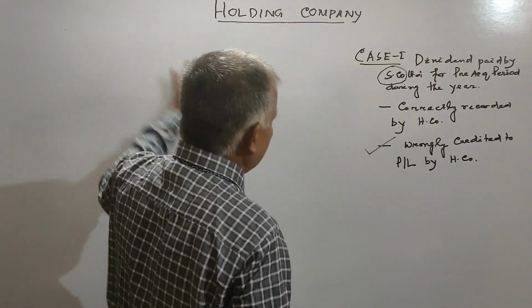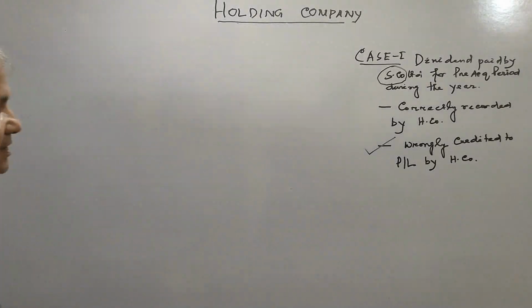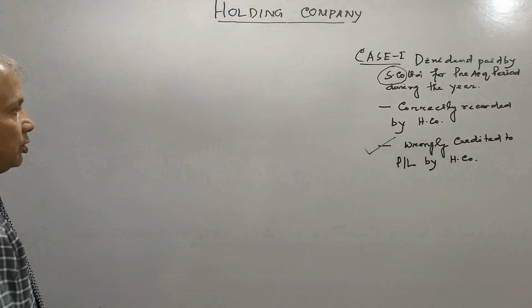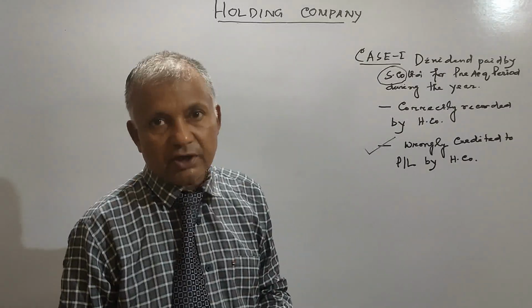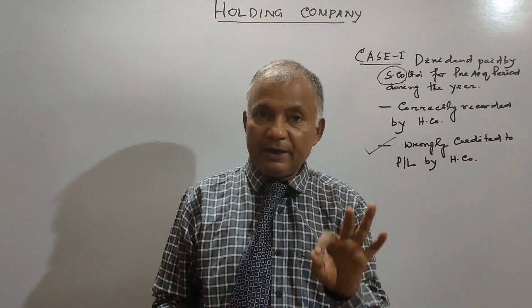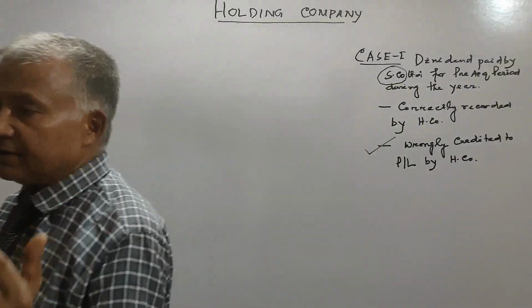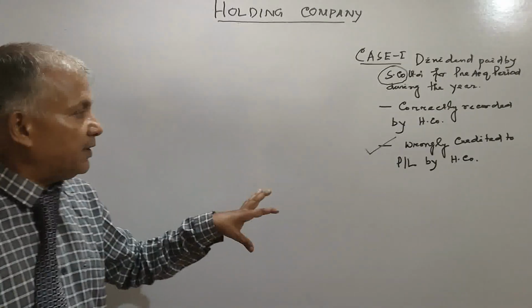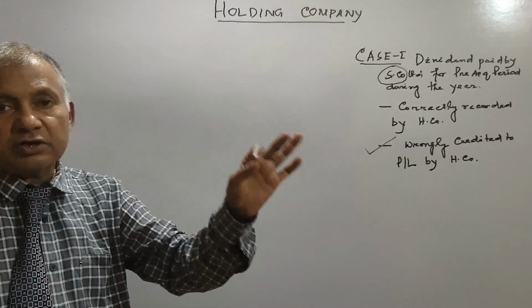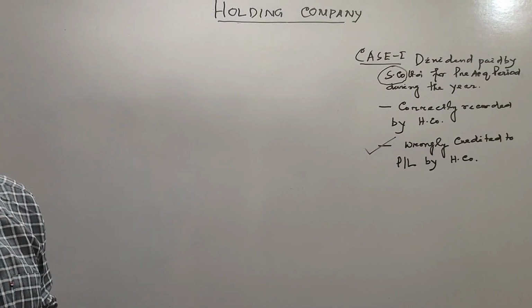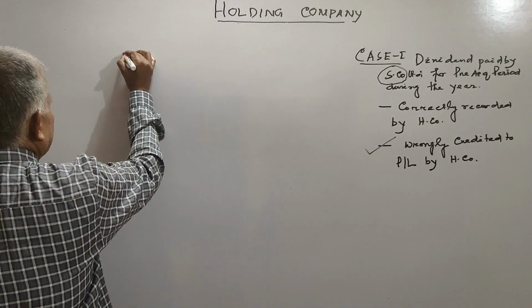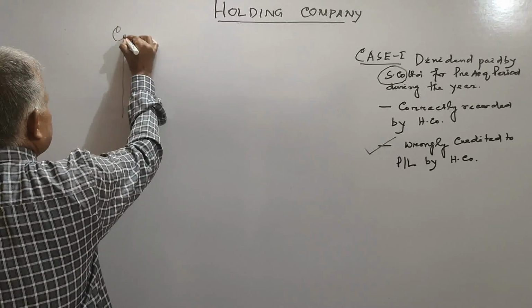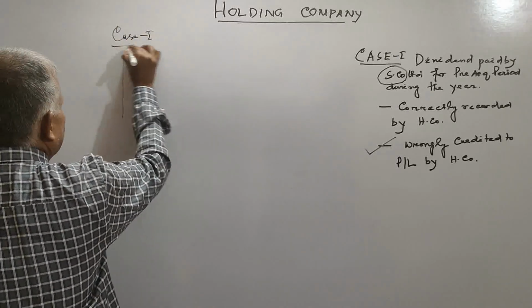This pre-acquisition dividend is generally paid out of the profit and loss account of pre-acquisition profit. So the nature is your capital profit distribution. Since it is a capital profit distribution, friends, it should be credited to cost of investment by the holding company. Now I am explaining you case 1 in detail.